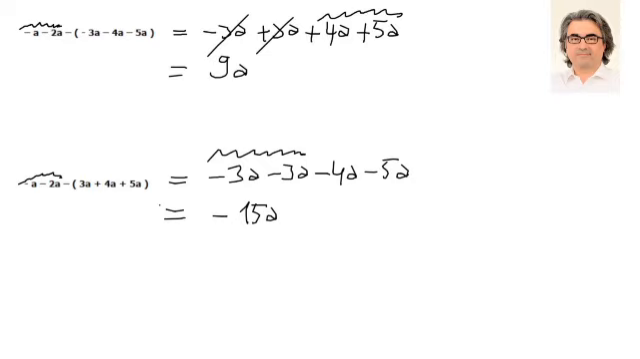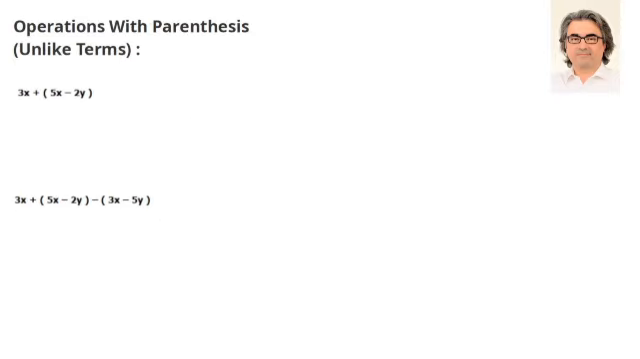Now let's continue with the next page. Now we reached the operations with parentheses with unlike terms. Now 3x. After 3x, I reached a parenthesis having a plus sign in front of it. To remove this parenthesis, I should not change the sign of each term in the parenthesis. It means in parentheses I have plus 5x. I should write here plus 5x. And minus 2y. I should write here again minus 2y.